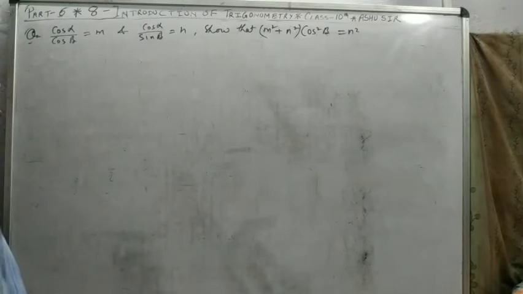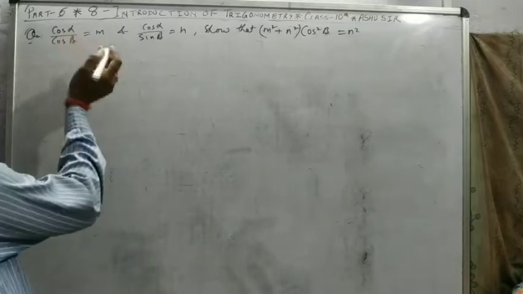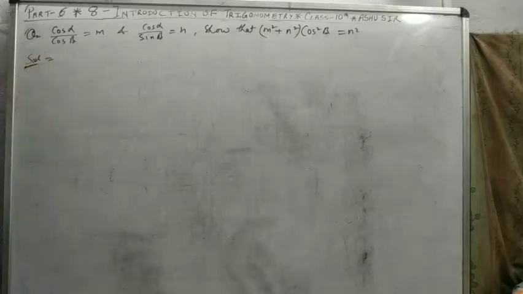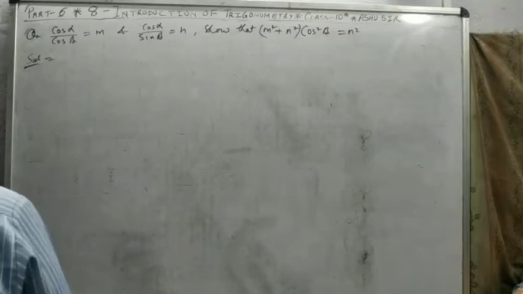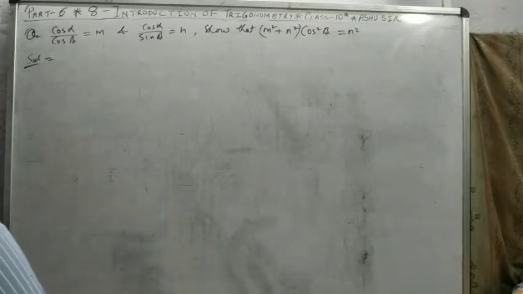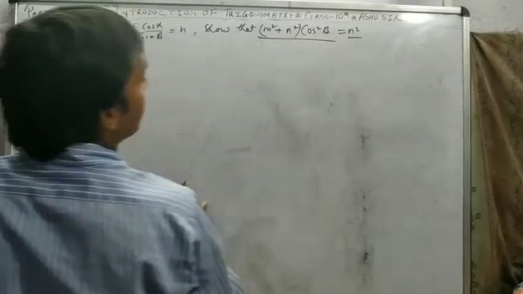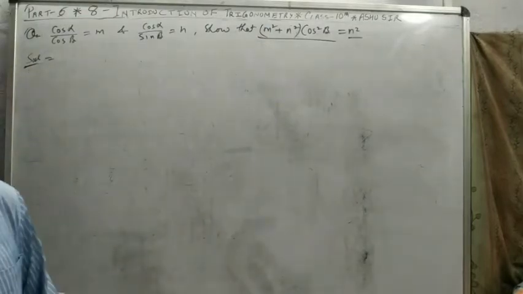One more question. This question came in board examination 2012 or 14. So the question is: cos alpha upon cos beta is equal to m and cos alpha upon sin beta is equal to n. Prove that m square plus n square into cos square beta is equal to n square. So it's LHS and it's RHS. We want to prove LHS is equal to RHS.